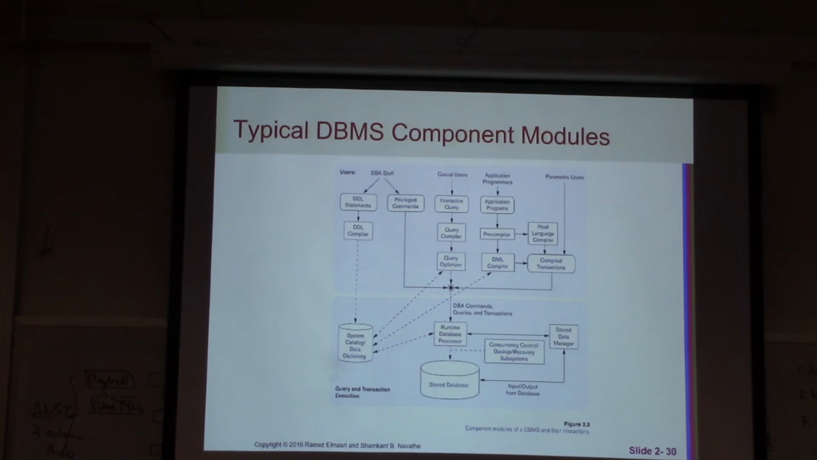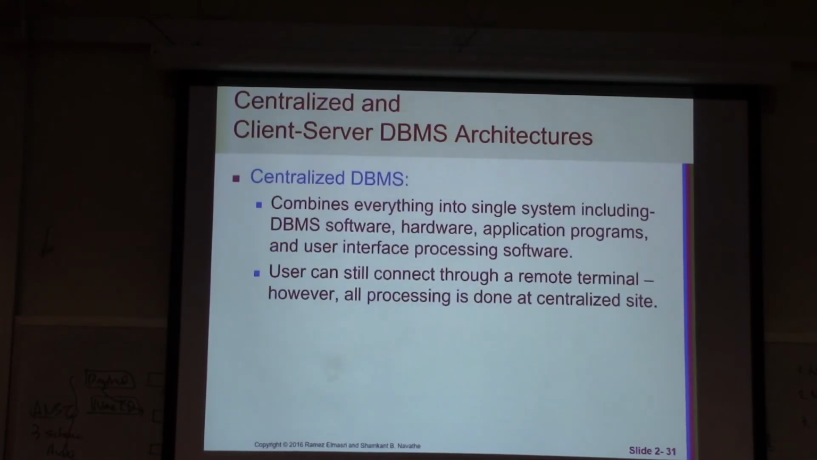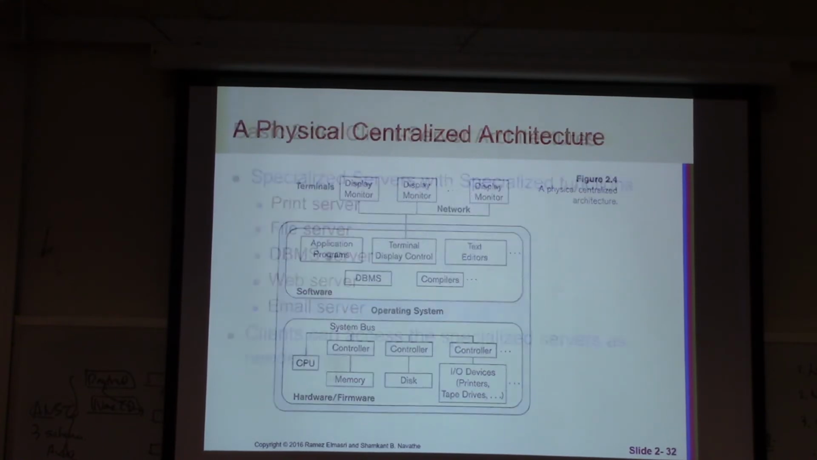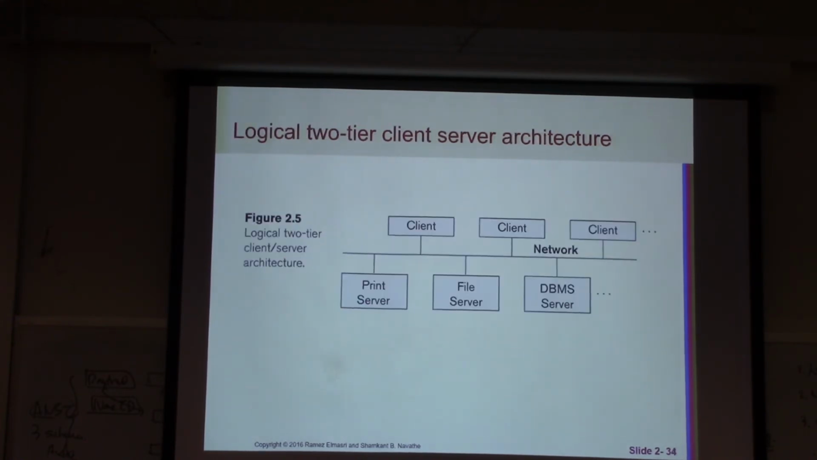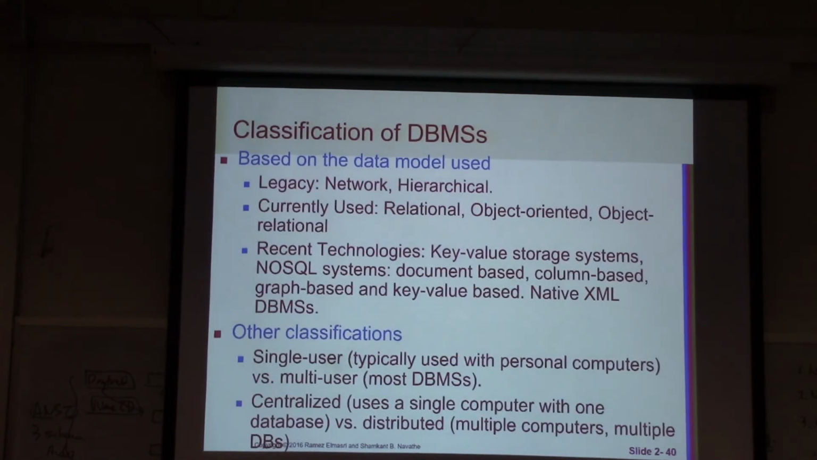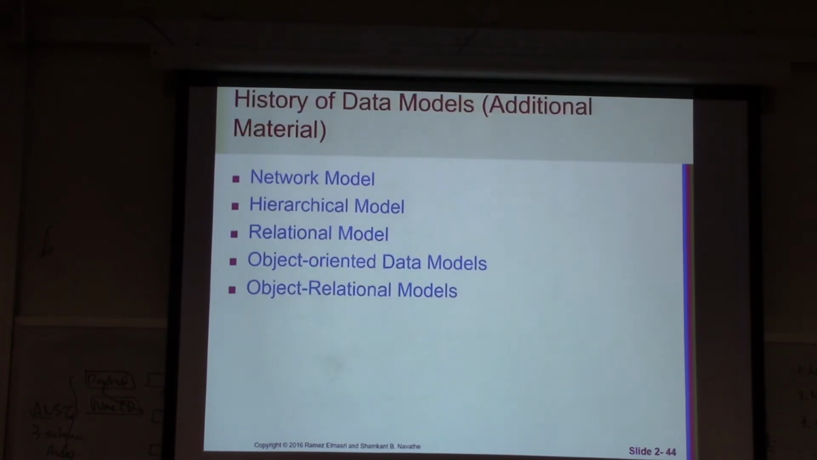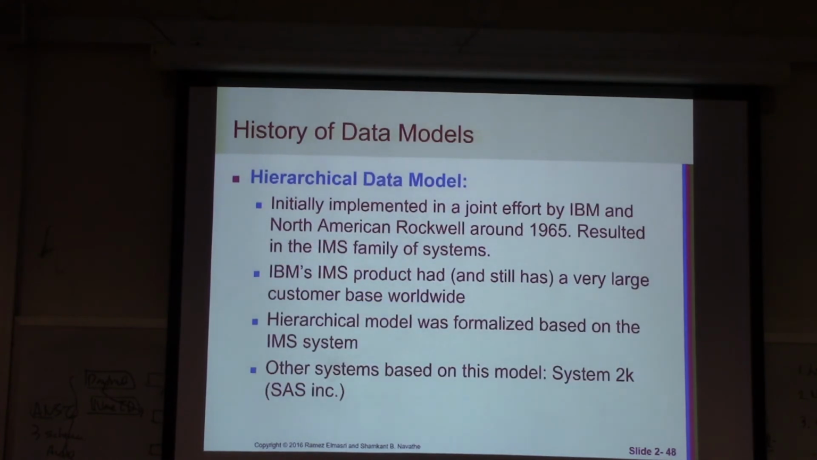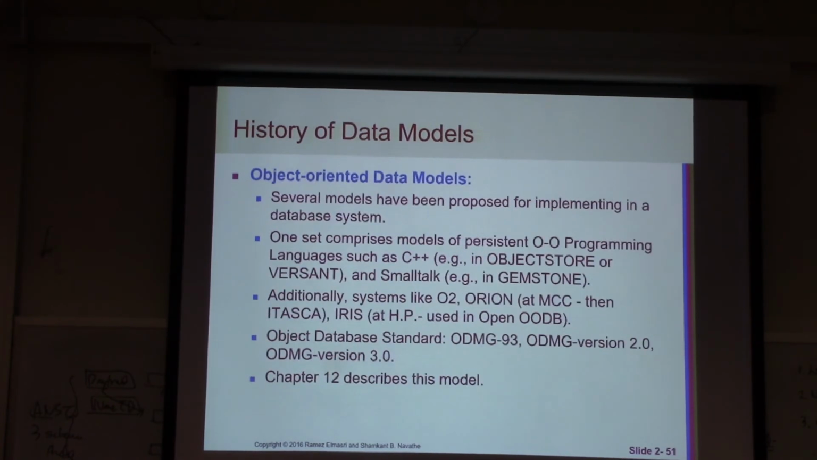This is a typical component diagram that we are going to discuss after design. You can see the query optimizer here, transaction, the compiler. We will talk about this later. I already talked about the architecture. From time to time, whenever I have a chance, I will introduce history and the different types of models.